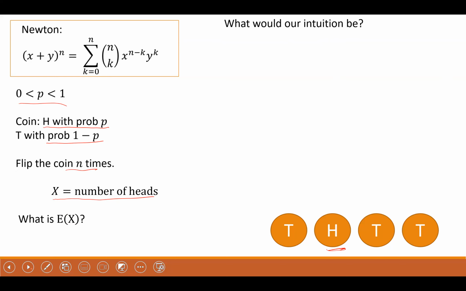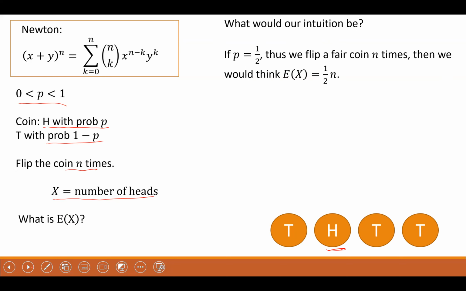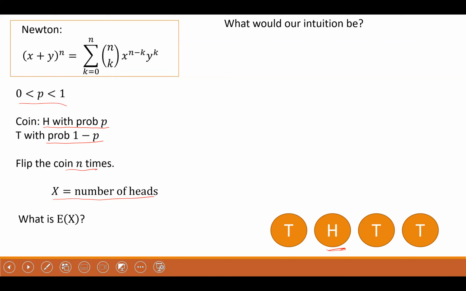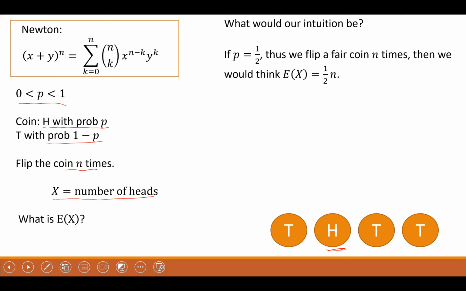What would our intuition be? So I flipped the coin 10 times. It's a fair coin. How many times on average would I expect to see heads? It's going to be about half. On average, as you increase the number of trials, it would converge to 1/2. And in general, this applies to n, right? Whether it's 10 coins or 100 coins or 1,000,000 coins, on average, I would expect to see half of them be heads.